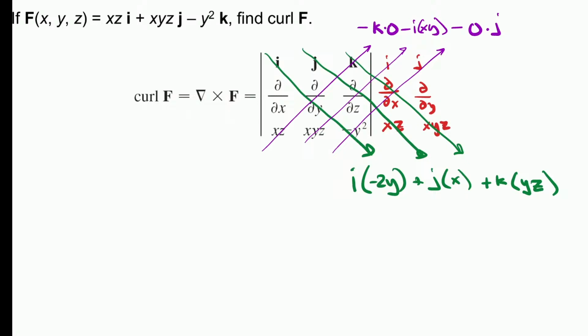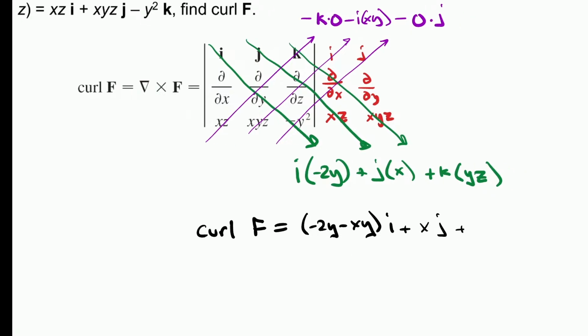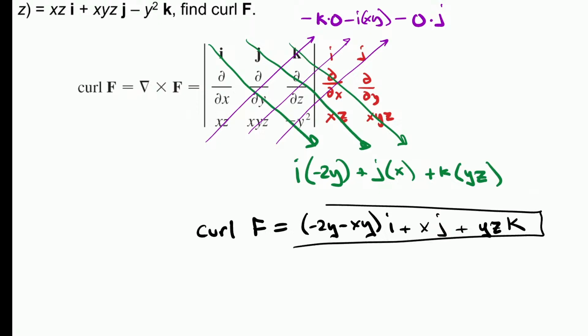So let's collect all this stuff together. I'll put it down here. The curl of F is going to be i times negative 2y minus xy, then j is just going to be x times j, and then yz times k. So there's the curl of this particular vector field.